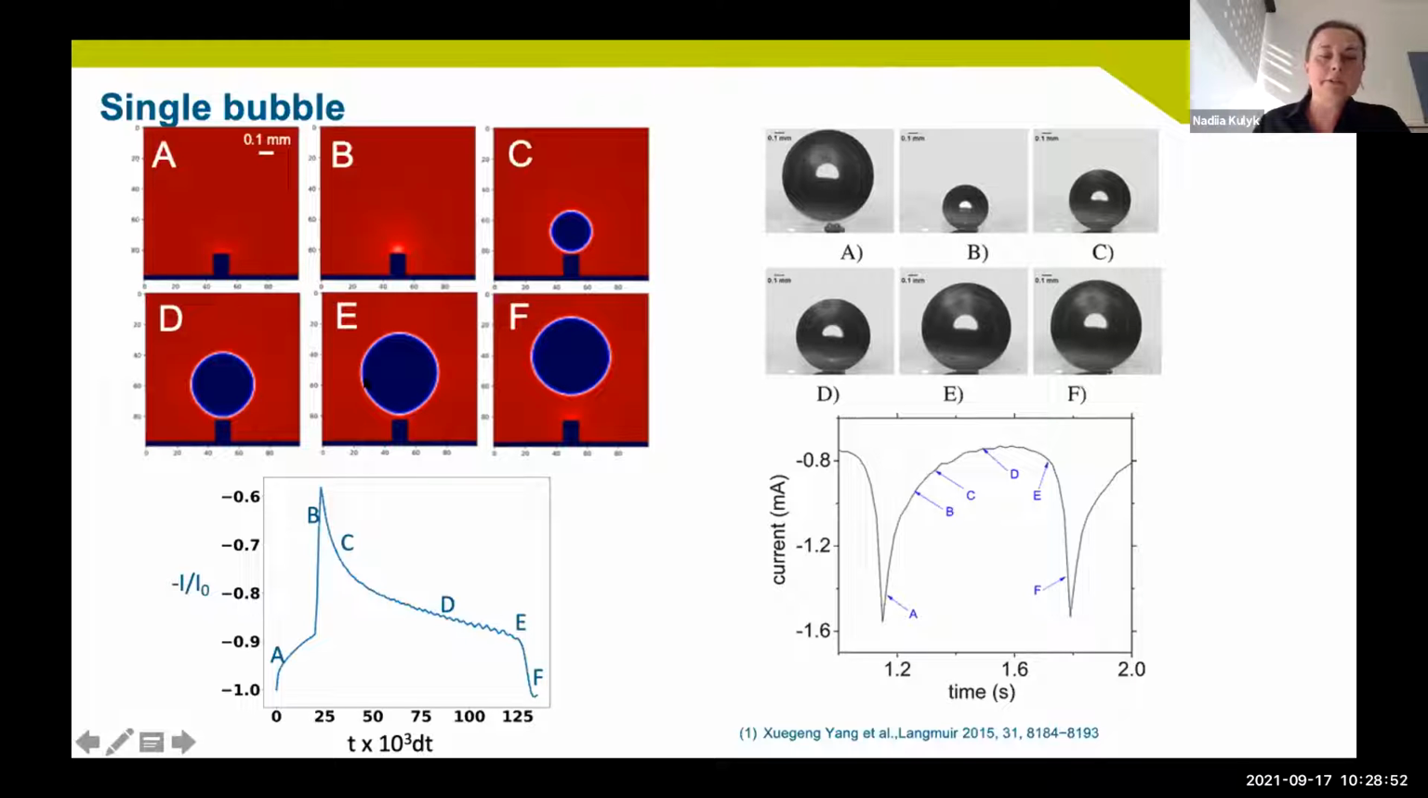Because there is gravity, the bubble is trying to detach from the electrode, thus leaving some space for water to go in. And then when the bubble detaches, current goes to the initial value and the cycle begins. We can compare it directly to the experiment. In this case, we see all the bubble growth stages, and we don't see the spike at the stage B.